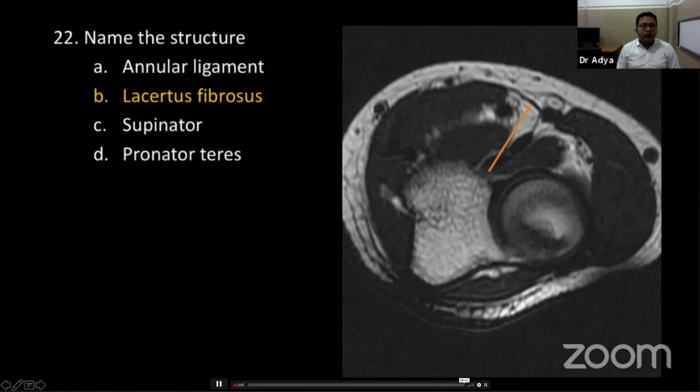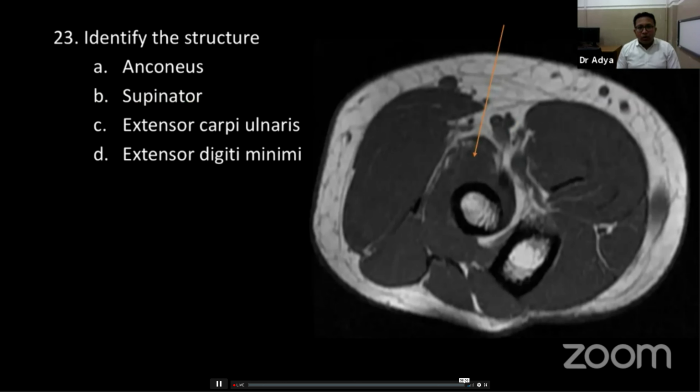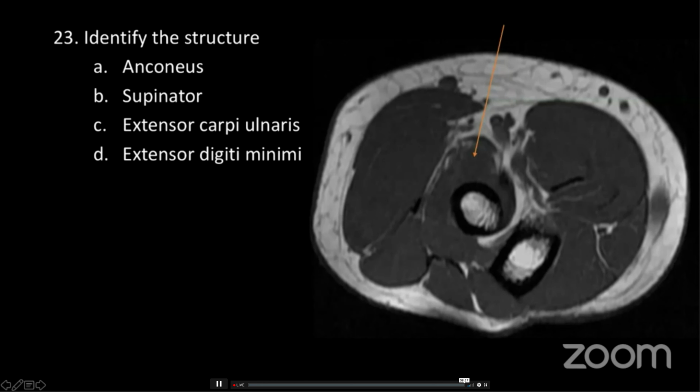Now going to 23, identify the structure. A, anconeus, B, supinator, C, extensor carpi ulnaris, or D, extensor digiti minimi. We are live, sir. I'm ending the poll, sir. Yeah, please.